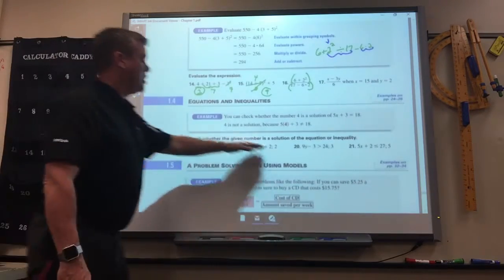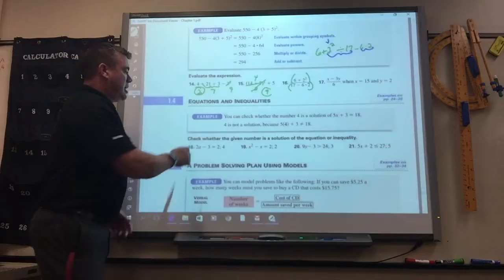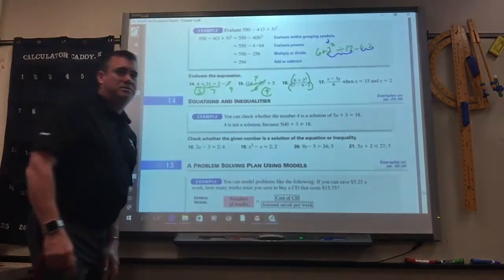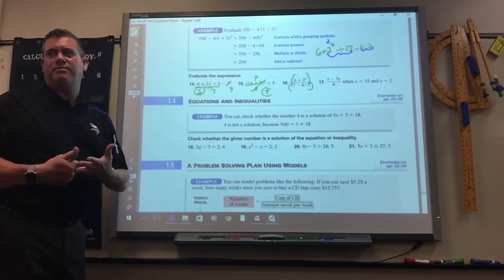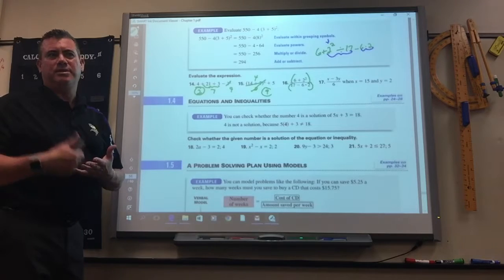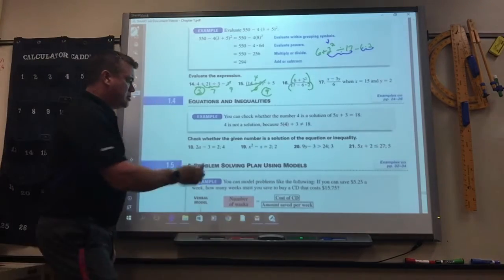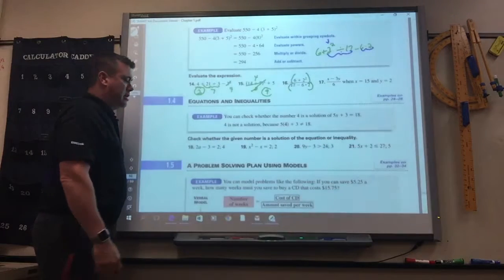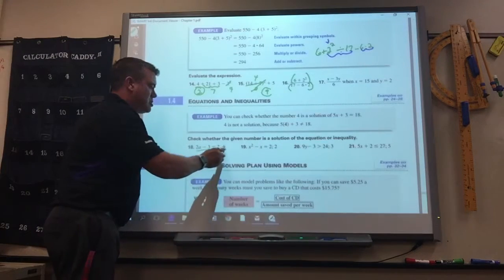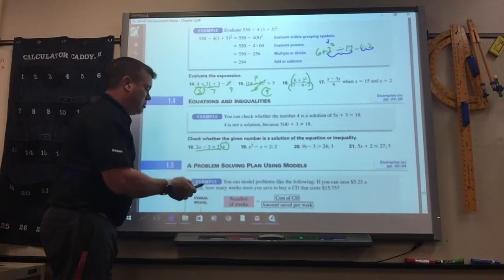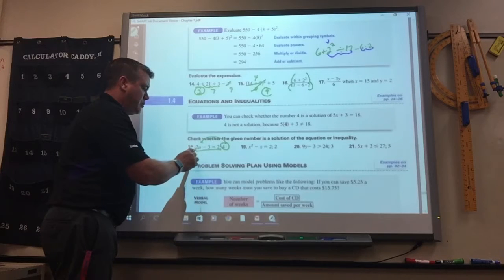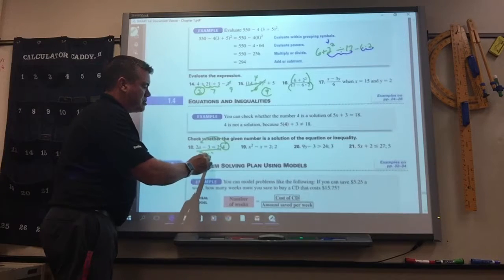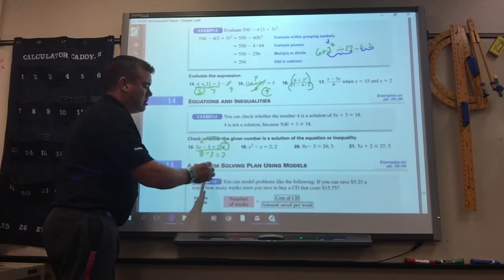Oh, here we go. Check whether the given number is a solution. What kind of answer are you going to have? Yes or no. It's either going to be an equation or an inequality. So here's the equation. They're saying 4 is the solution. Yes or no. So you just put 4 in there. 2 times 4 is 8. Minus 3, does that equal 2? No.